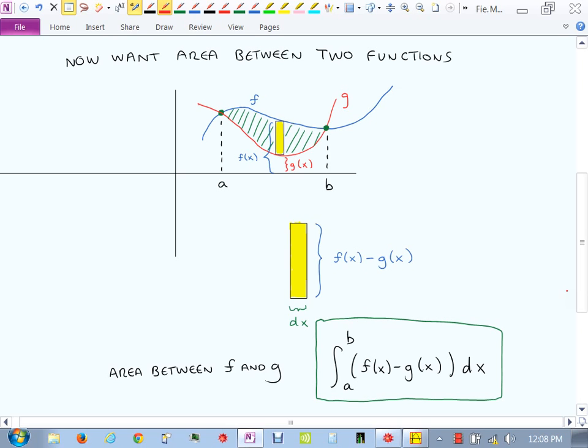Reasonable? All right, now we do have to take a couple of other things into consideration, though. What if your functions were below the x-axis?